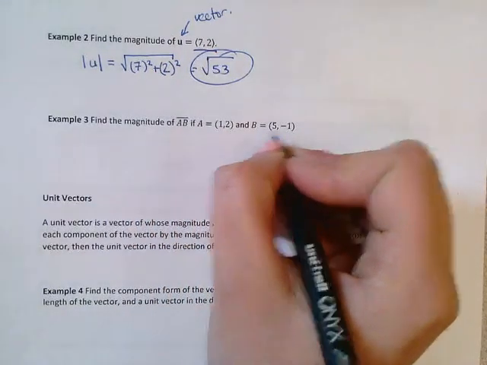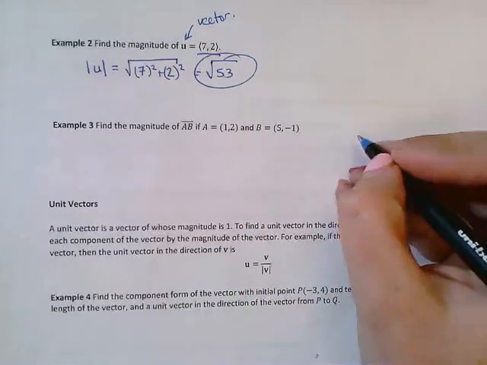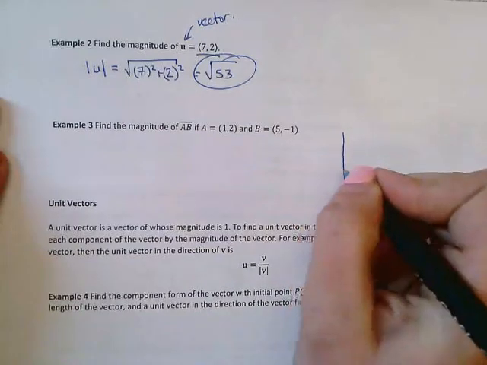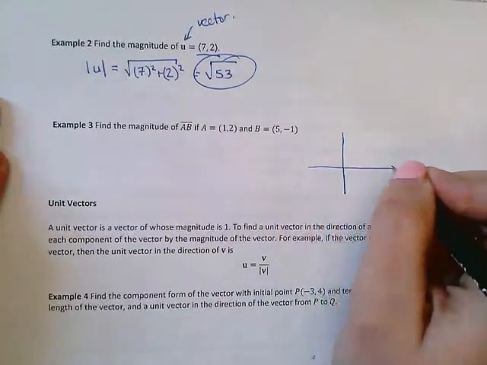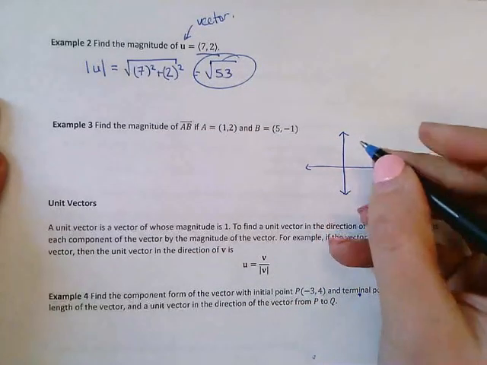Next up, let's find the magnitude of AB if A is (1, 2) and B is at (5, -1). So here, they're not giving us the vector, they're giving us the 2 points.